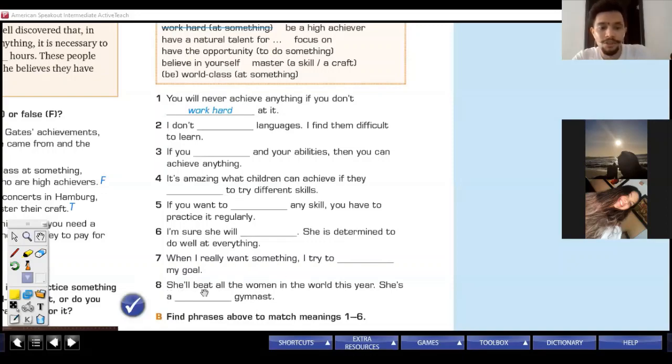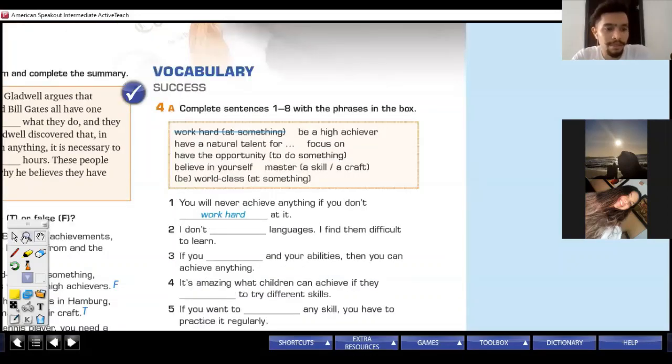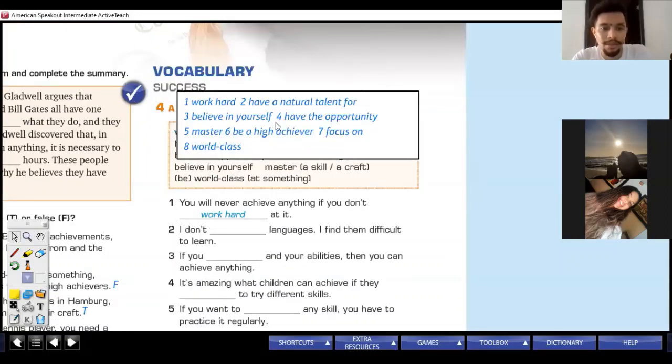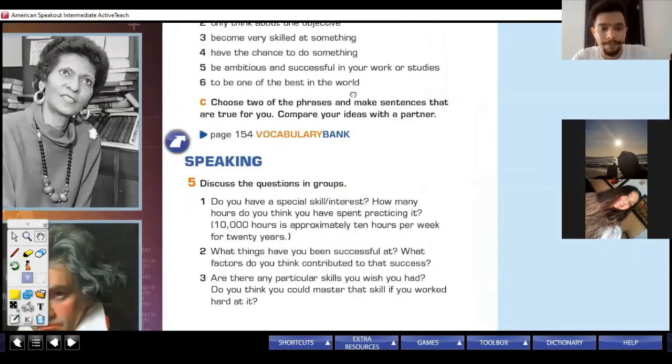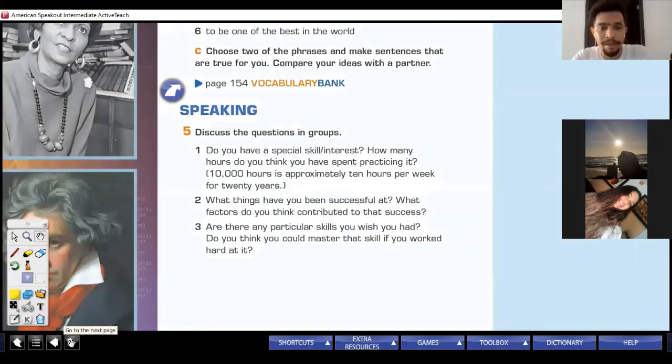And 8. She'll beat all women in the world this year. She's world class. World class. All right, see, she is a world-class gymnast. All right, great. That was good. Now, anyways, let's just check the answers. So these are the answers. Work hard, have a natural talent for, believe in yourself, have the opportunity, master, be a high achiever, focus, and world class. So all the answers you gave were great, were excellent. So very good people here. Very good. All right, so let's move to the next page.